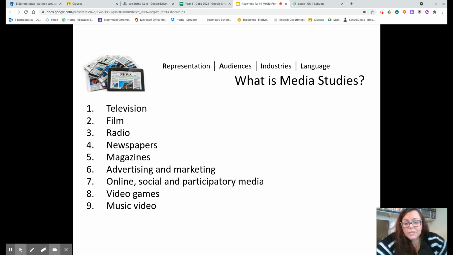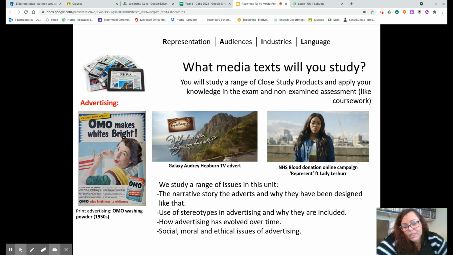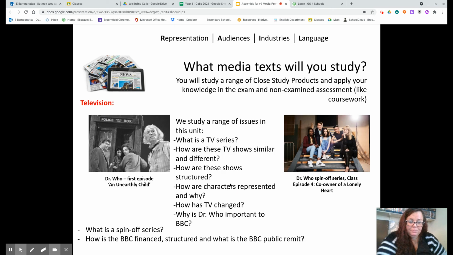So what is media studies? As I mentioned at the beginning, we're looking into a variety of media subjects such as television, film, radio, newspapers, magazines, advertising and marketing, online, social, and participatory media, video games, and music videos. Some of the media types that you will study are advertising: print advertising, TV adverts, as well as an NHS Blood Donation online campaign. We're looking into the narrative story of the adverts, the stereotypes and representations, and the social, moral, and ethical issues of advertising.